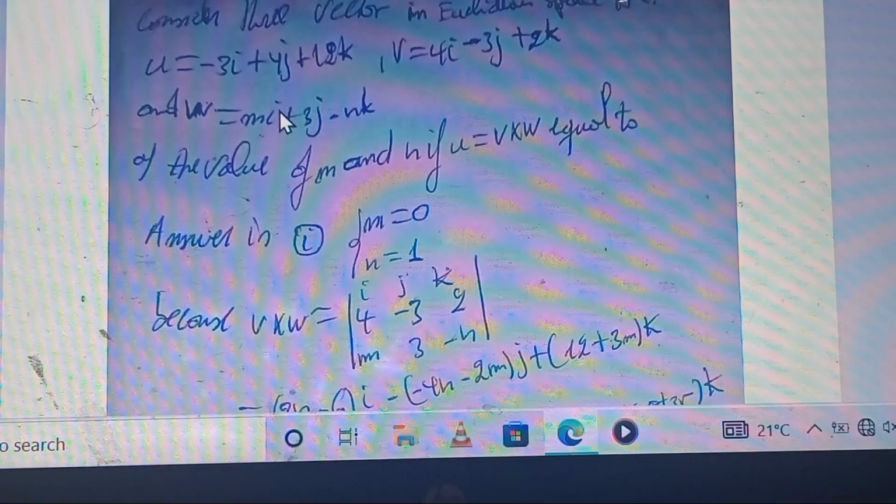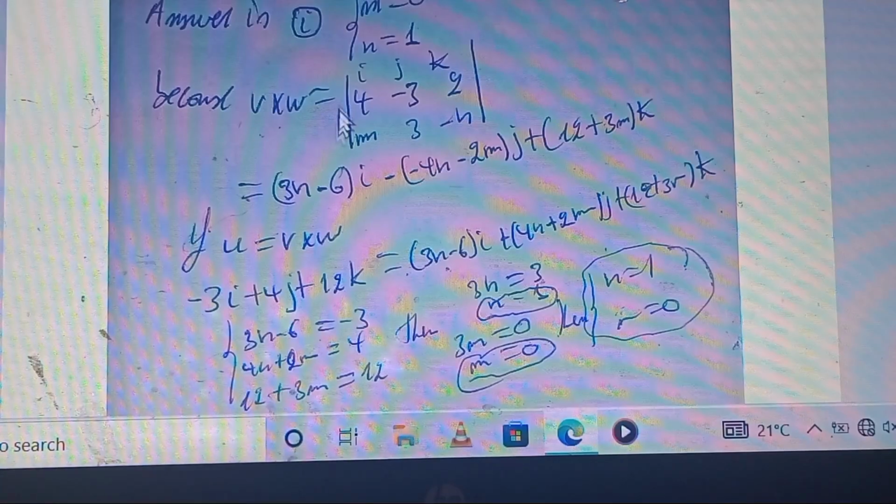So, question number 5, work out and circle the letter of the best answer. Consider the vectors in space R3. Here you have U, V and W. A, find the value of M and N if vector U is equal to V times W. Here it is multiple choice. You may choose the correct answer, which is I. Yes, M equal to 0, N is equal to 1. But let me show you the proof.